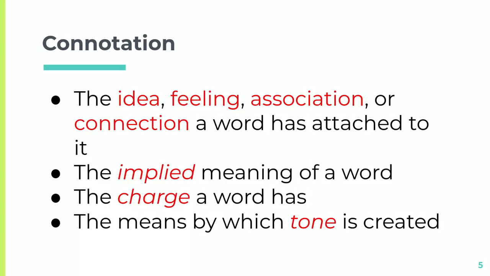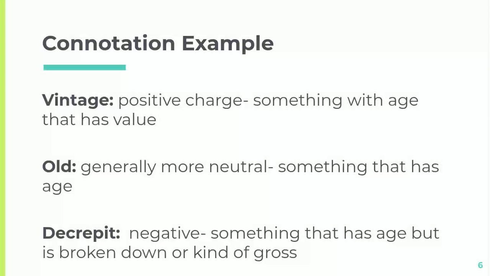And that connotation is the idea, feeling, association, or connection a word has attached to it. So it's the things that we think of automatically that pop into our heads when we hear that word. The implied meaning of it, or the charge it has, whether that charge be strong, weak, negative, positive, happy, sad, confused, disgusted, whatever. And it is through connotation that tone is created. Without connotation, there is no tone. So let's take a look at some connotation examples here.